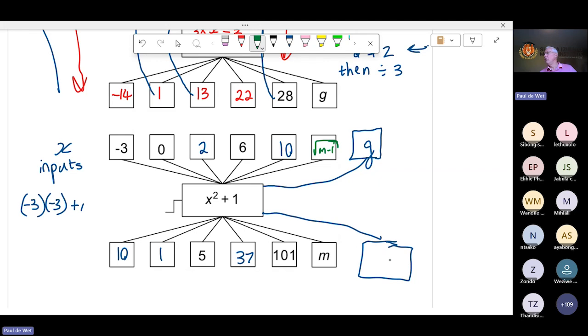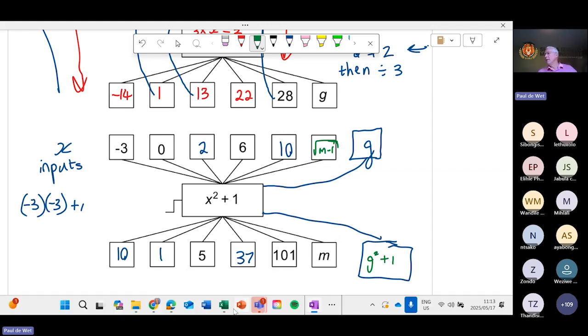Guys, what would G be? Well done, G squared plus 1. G would be G squared plus 1 because G is just going to replace the X. G can be anything.